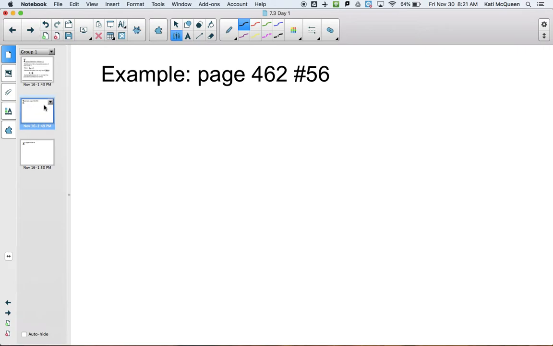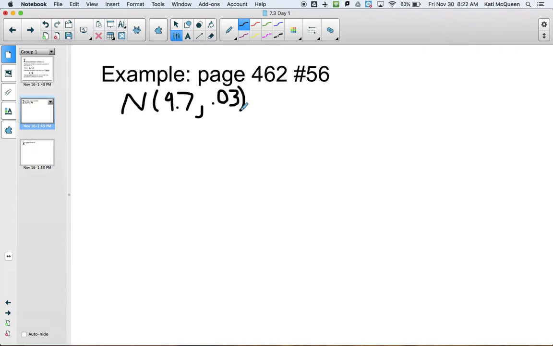So let's look at an example, page 462, number 56. We are looking at cereal. A company's cereal boxes advertise 9.65 ounces of cereal. In fact, the amount of cereal in a randomly selected box follows a normal distribution with a mean of 9.7 ounces and a standard deviation of 0.03 ounces. I'm just going to record what we're given. This is normally distributed with a mean of 9.7 and a standard deviation of 0.03. This is if I were to just select a single box.